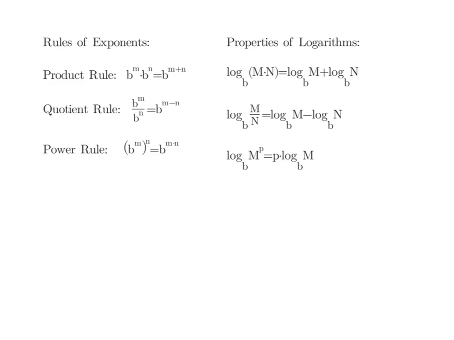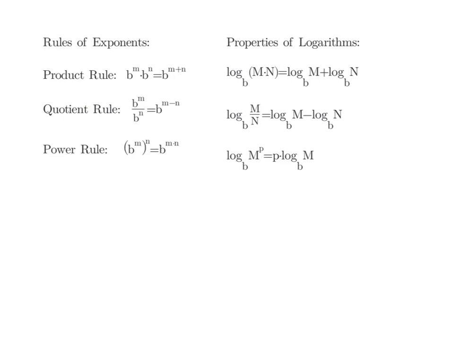We also had the quotient rule. The quotient rule said that when we divide things with the same base, we subtract the exponents. Similarly, we have one for the properties of logarithms. If we have log base b of m over n, this is equal to log base b of m minus log base b of n. And so when we separate them, we subtract.